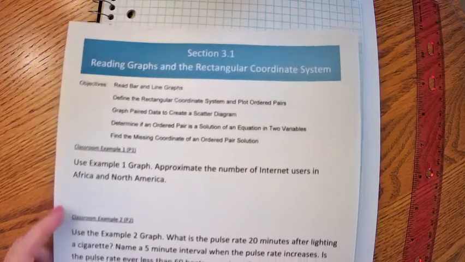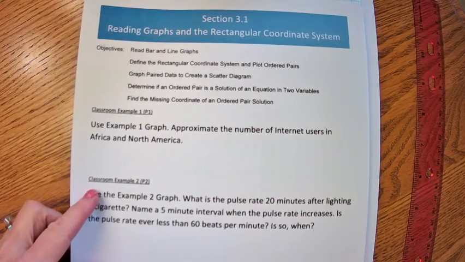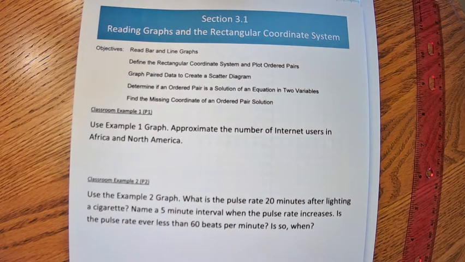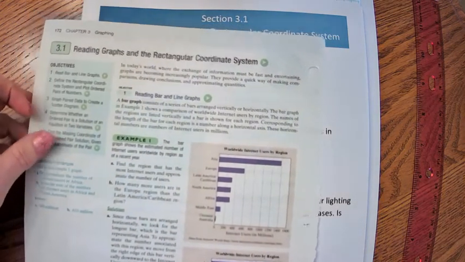All right, so let's look at, first of all, example 1, graph, and let's approximate the number of internet users in Africa and in North America. So if you turn in your book to example 1, here's our graph. Let me see if I can get that a little bit closer. Let's see if this is better. Okay, it's not autofocus, but I think you can read the numbers a little bit better. I'll walk you through it.